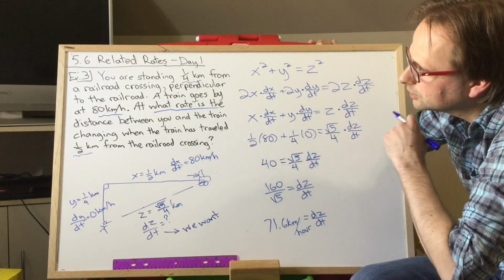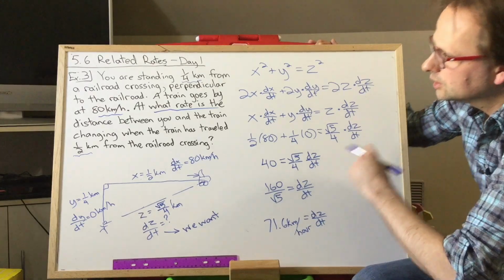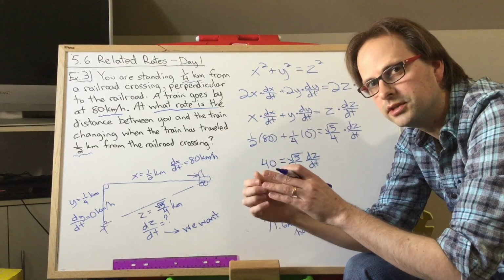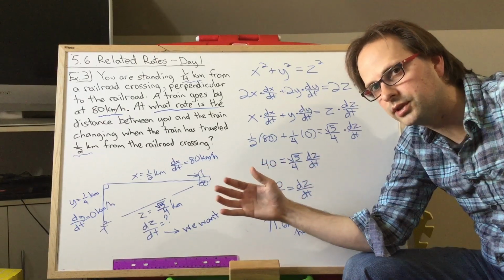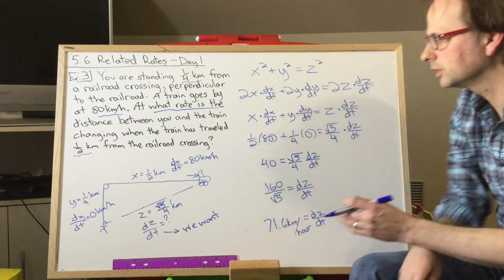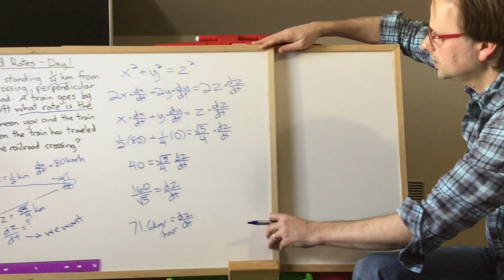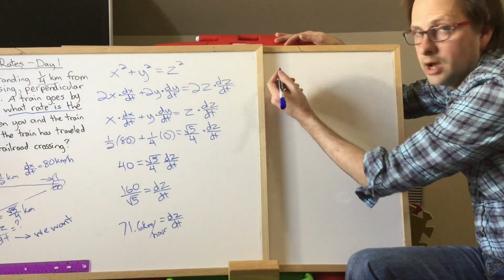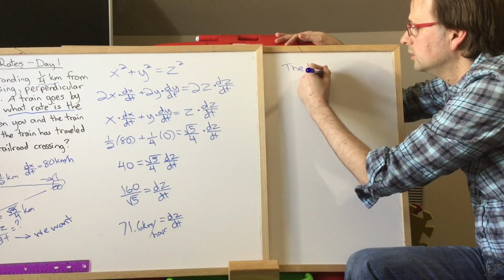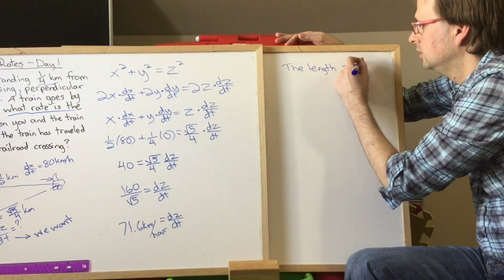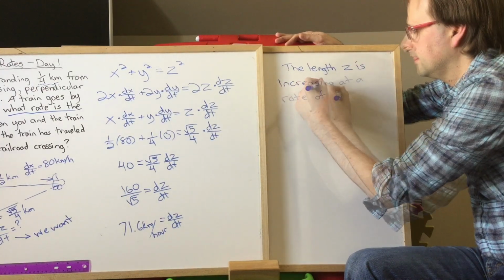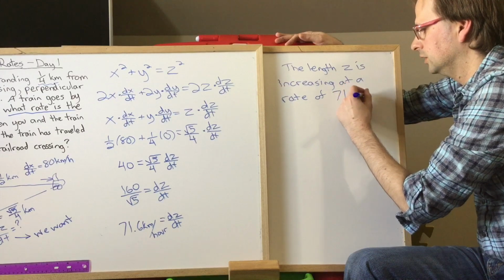At what rate is the distance between you and the train changing? So let's see. As the train's going down the track, it should be that the distance between you is increasing. Positive derivative says yes, z is increasing. Out of context, this is saying the length z is increasing at a rate of 71.6 kilometers per hour.